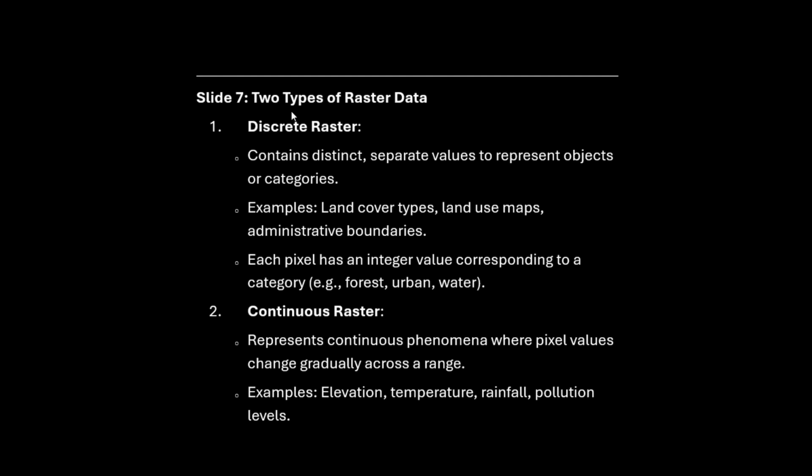And then we talked about the two types of raster data. We have discrete and continuous. You should know what those mean. Discrete raster data represents categories, like a forest. And continuous raster data represents continuous phenomena. This is essentially saying it a little bit differently than I did, but it means the same thing. You should get the examples of both. So those are the two types of raster data.